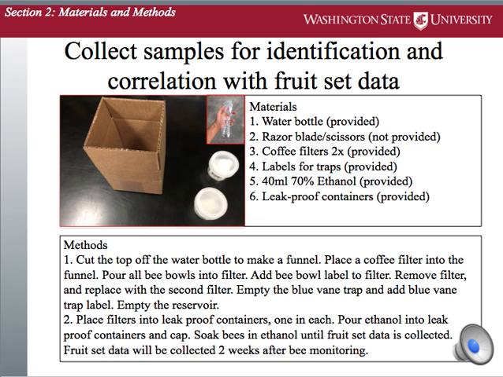Then take your second filter and place it into your funnel, and then you can pour your blue vein trap into that filter. And once the blue vein trap is empty, you'll add the blue vein label to that filter.